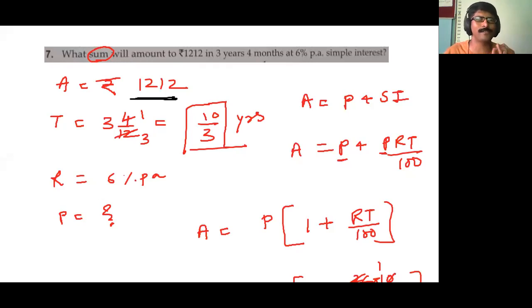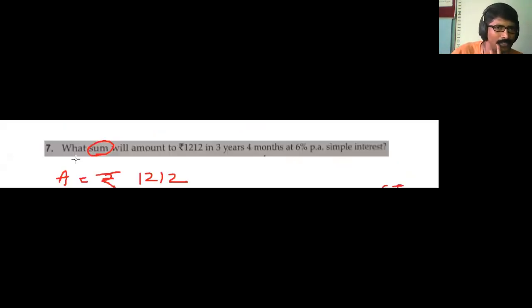Listen, a very interesting and very important sum has flashed on your screen. What sum will amount to rupees 1212 in 3 years, 4 months at 6% per annum simple interest? Now, many people get confused. Sir, 1212, what exactly is this 1212? It is the amount. What sum will amount to, amount to is amount. Rupees 1212 in 3 years, 4 months. What do you mean by 3 years, 4 months?